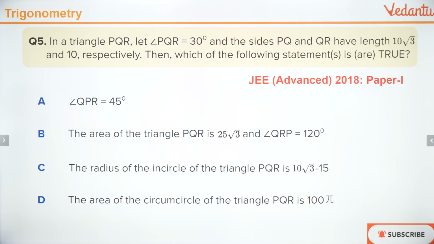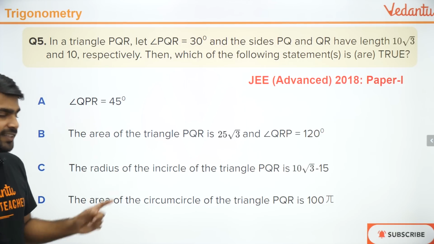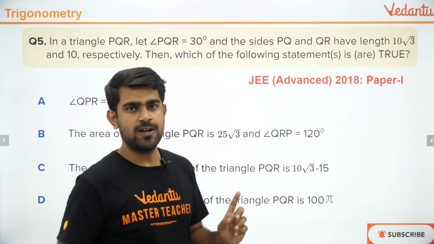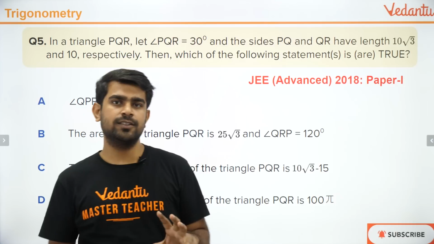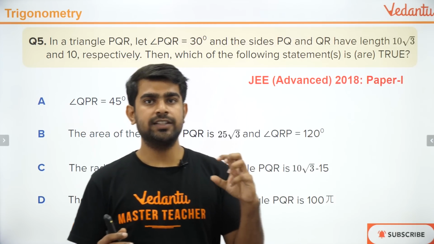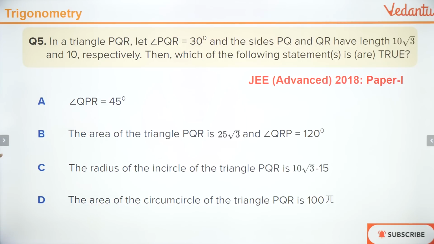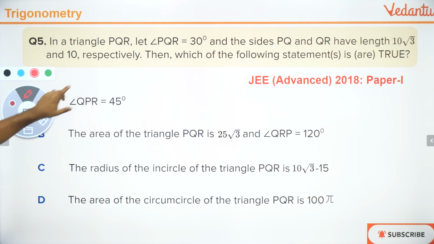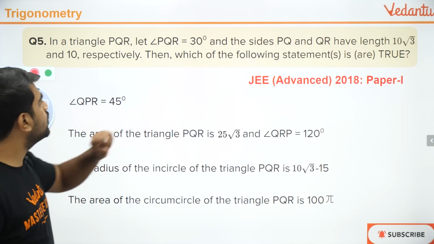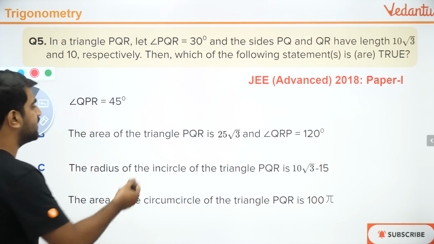Again, a JEE Advanced question, and the reason I wanted to touch upon solution of triangle is because sometimes you might get a normal geometry based question and you have to be equipped to answer that. So let's try to answer this question. In a triangle PQR, you have angle PQR as 30 degree, and the sides PQ and QR have length 10 root 3 and 10. So let me draw the triangle.